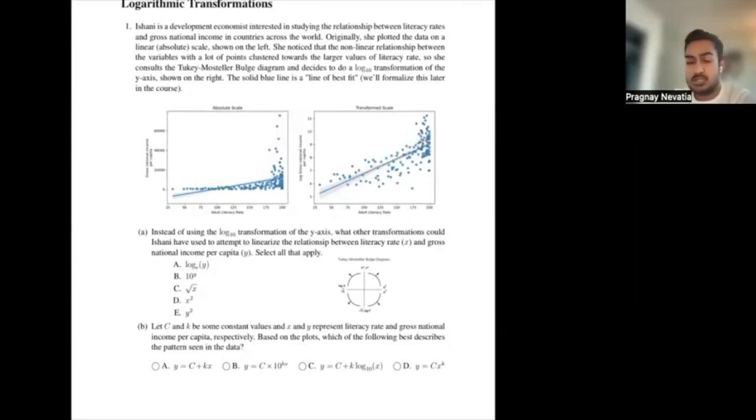Linear things are easier to model and can also help us understand how one feature might affect the other in a much more intuitive way. And we'll be talking about linear regression in a few lectures. So let's talk about the first part. The first part is asking, instead of using the log 10 transformation, what other transformation can we use?